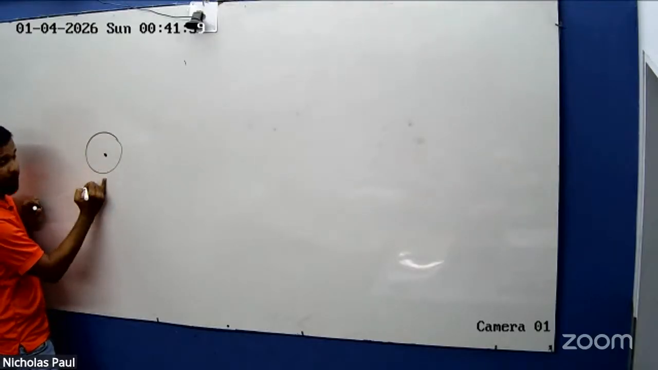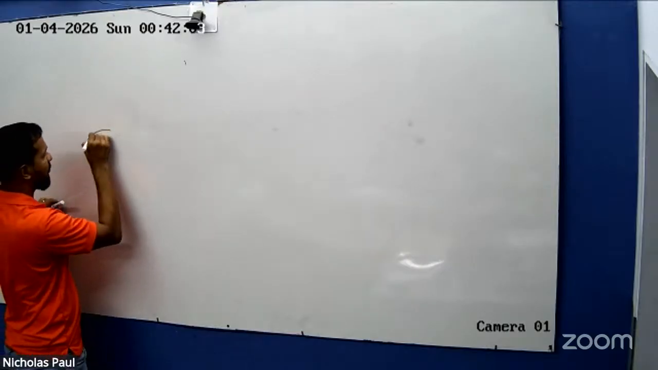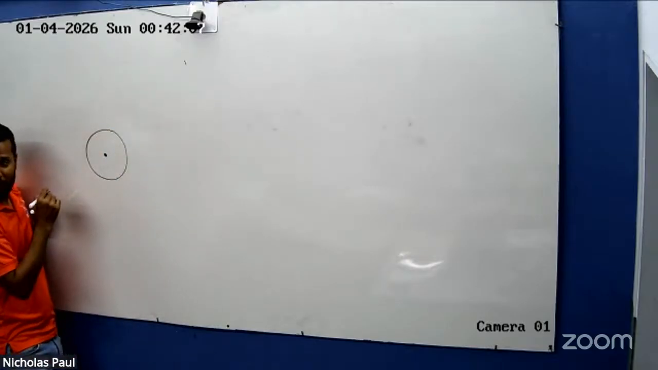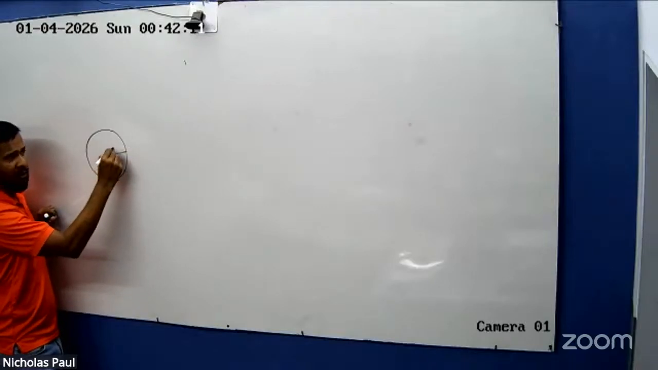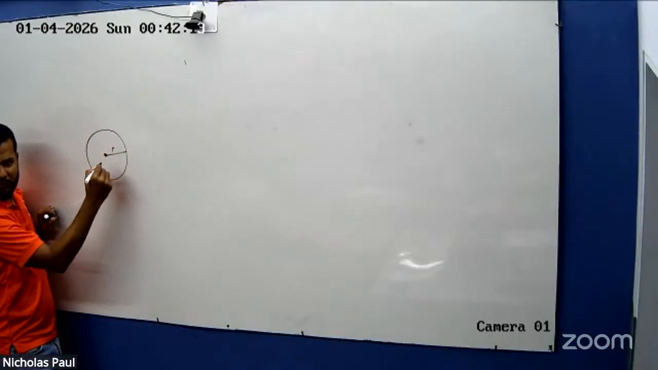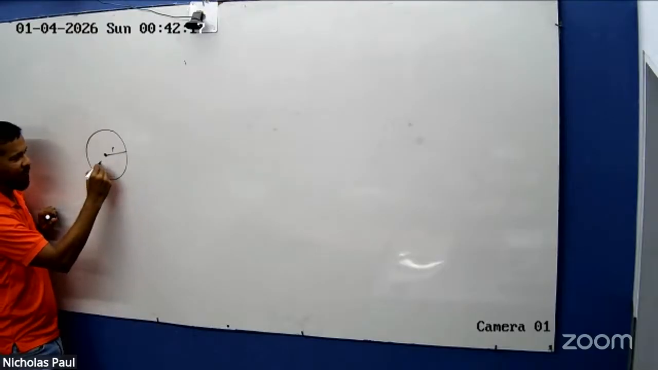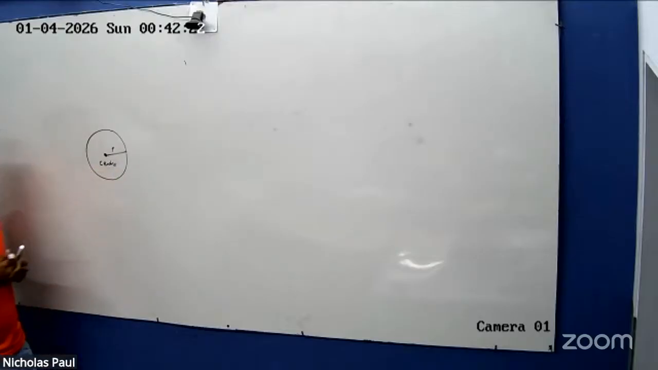What were the key features of a circle? A radius, Anna? Something else you need to define a circle. Center. Right? Once you have those two, you can define a circle.